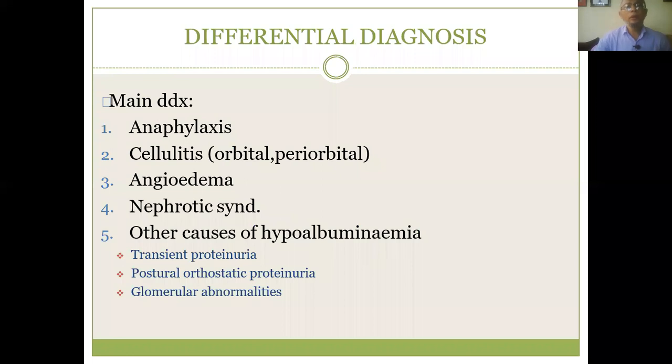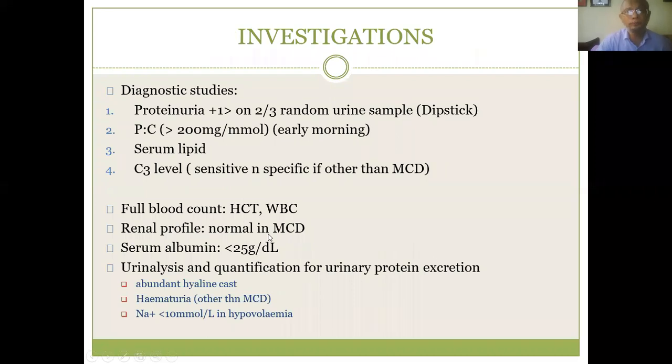Now, what differentials would you consider in a case of nephrotic syndrome? There may be cellulitis, orbital or periorbital, that may come in the differentials. There may be anaphylaxis, for example after bee stings and others. There may be angioedema and other causes of hypoalbuminemia, that is transient proteinuria, postural orthostatic proteinuria, and glomerular abnormalities. So these may come in the differentials of nephrotic syndrome.